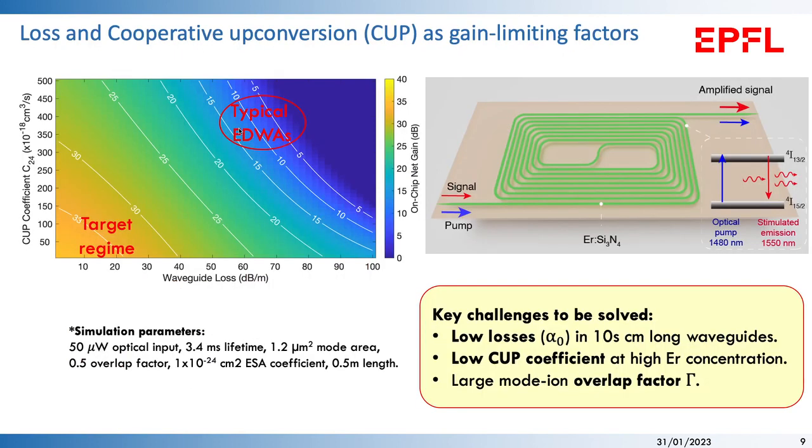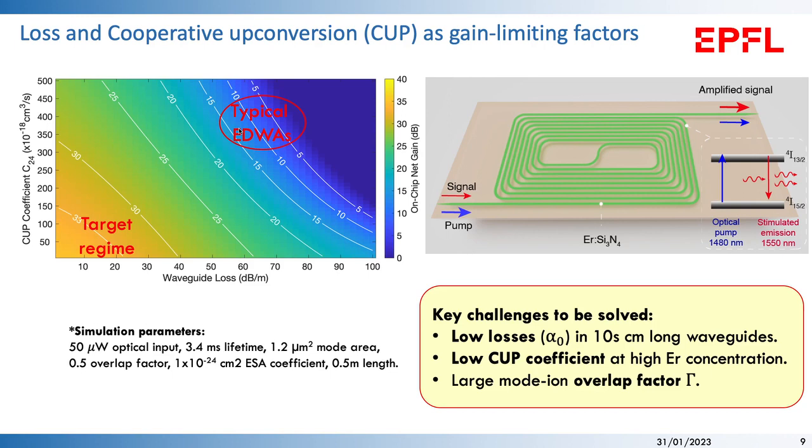If you look at the simulation, you can find the typical working regime for these waveguides. The waveguide loss is typically in the tens of dB per meter region, and the cooperative upconversion coefficient is relatively high. The cooperative upconversion reduces the population inversion when you have a high concentration and you pump it really hard. So it's another gain-limiting factor. I'm not going to talk too much about the details.